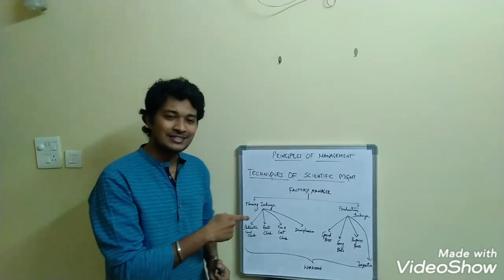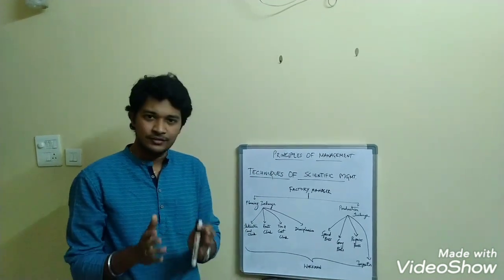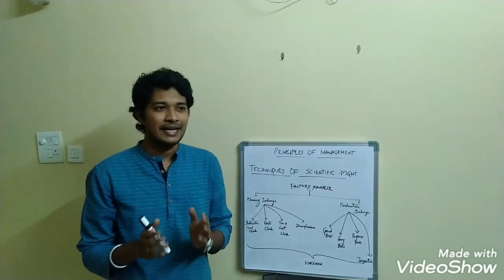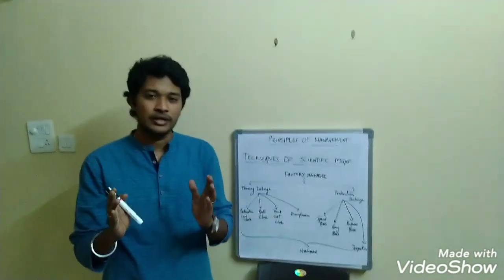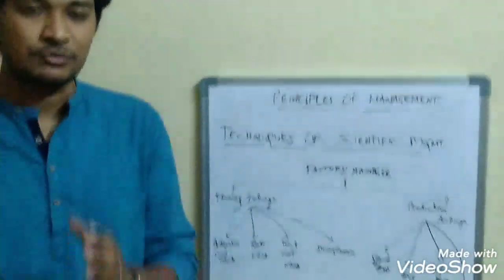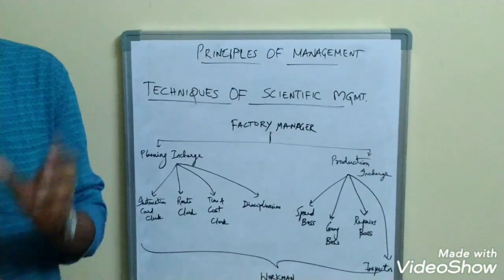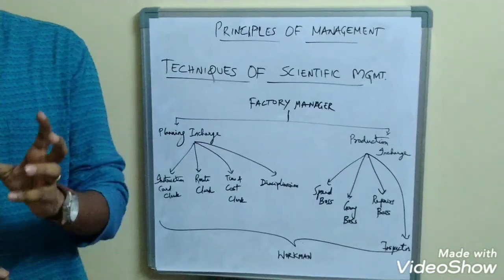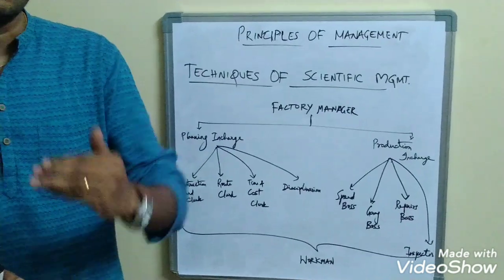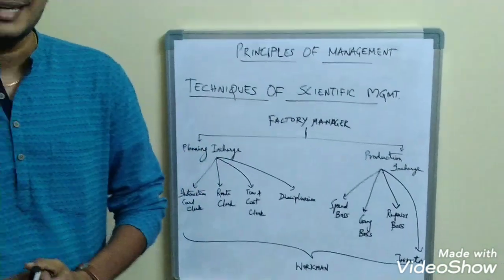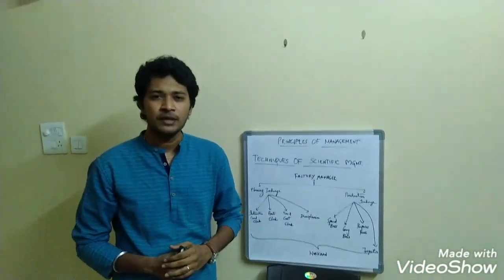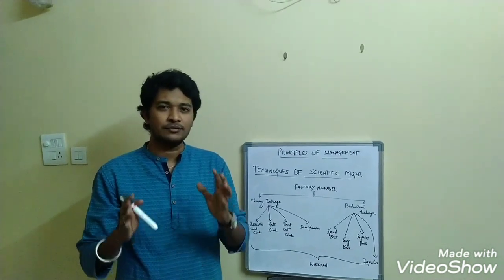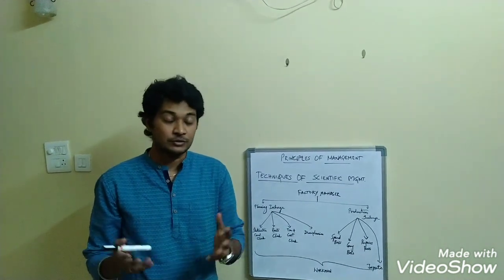So here, the first technique. First and foremost, Taylor was the kind of person who concentrated only on factory setup. So when we are speaking about factory setup, the foreman or the supervisor plays the major role. The foreman is the lowest of managers, but the most senior of the workforce. He is at the top of the workforce. Taylor wanted the foreman to have certain qualities. In fact, I would say a lot of qualities.